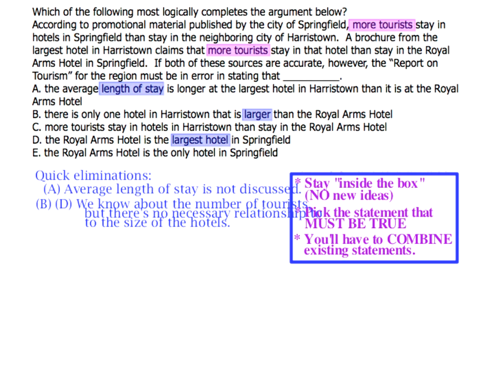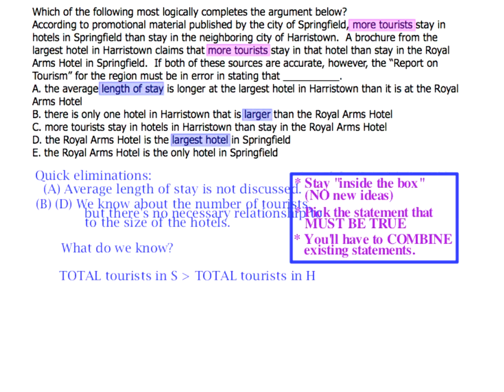So we know that, what do we know? Well, we know that the total number of tourists in Springfield is greater than the total number of tourists in Harristown. But then we know that one of the hotels in Harristown has more tourists than one of the hotels in Springfield.